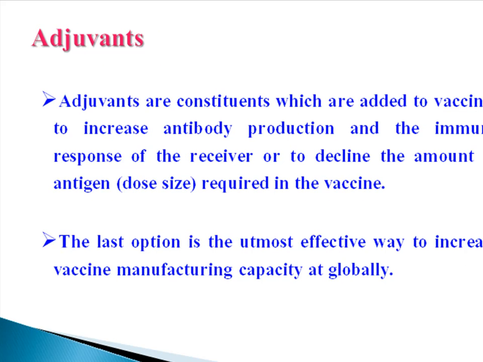Adjuvants. Adjuvants are constituents which are added to vaccines to increase antibody production and the immune response of the recipient, or to decrease the amount of antigen, that is dose size, required in the vaccine. The last option is almost the most effective way to increase vaccine manufacturing capacity globally.